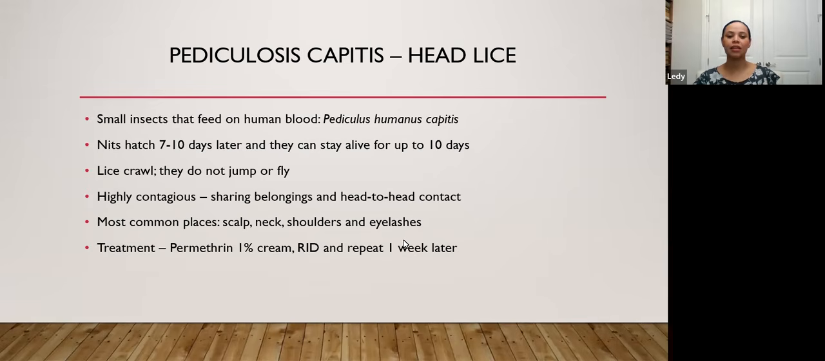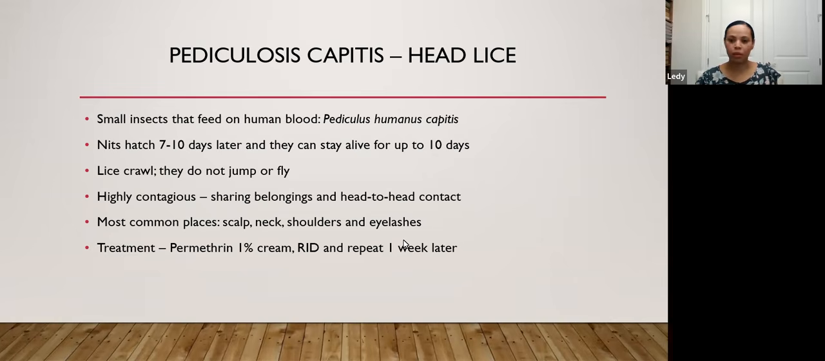These are small insects that feed on human blood. They usually hatch 7 to 10 days later, and they can stay alive for up to 10 days. One important thing that I always tell my moms: they're not going to be jumping from kid to kid in the classroom, because that's probably what a lot of people think, but they crawl from head to head. This is how it becomes super contagious. If one kid gets it in the classroom, they all end up getting it because they are hugging each other, playing side by side, or sharing things. So this is really, really important.